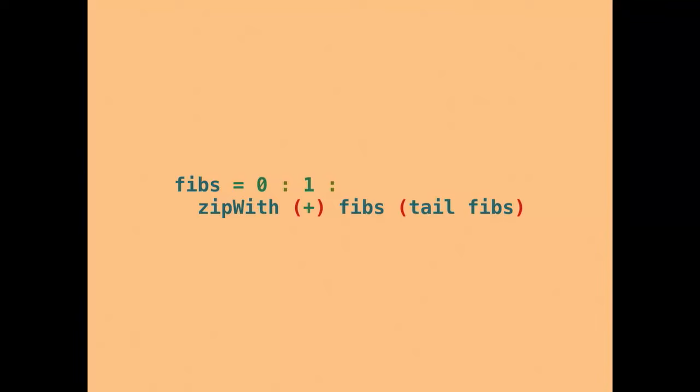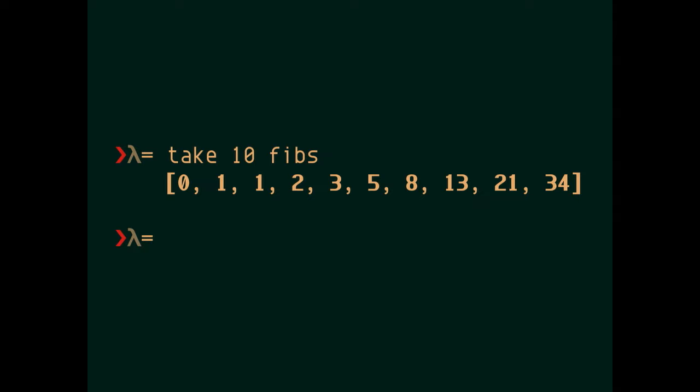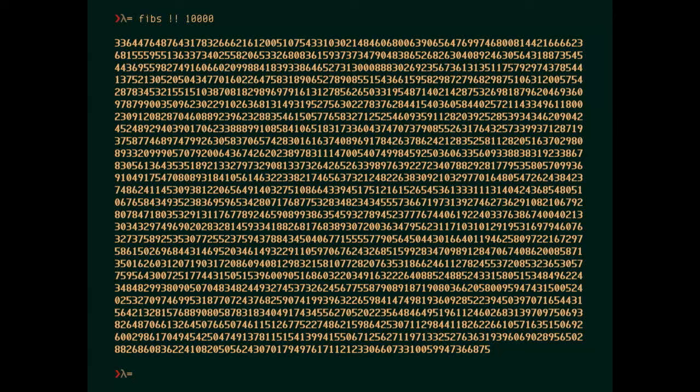We can generate the entire Fibonacci sequence as a list. It wouldn't be a functional programming talk if we didn't have Fibonaccis. So the Fibonacci sequence is 0 followed by 1 followed by the element-wise sum, zipWith plus, of fibs, the entire sequence, together with the tail of the entire sequence. So the tail of fibs will start at 1 and then do zipWith plus fibs, tail fibs. So this is the entire Fibonacci sequence. And then we can ask for the first 10 fibs and it will give them to us. And we can ask for the 10,000th one and Haskell will just say, yeah, that's fine.